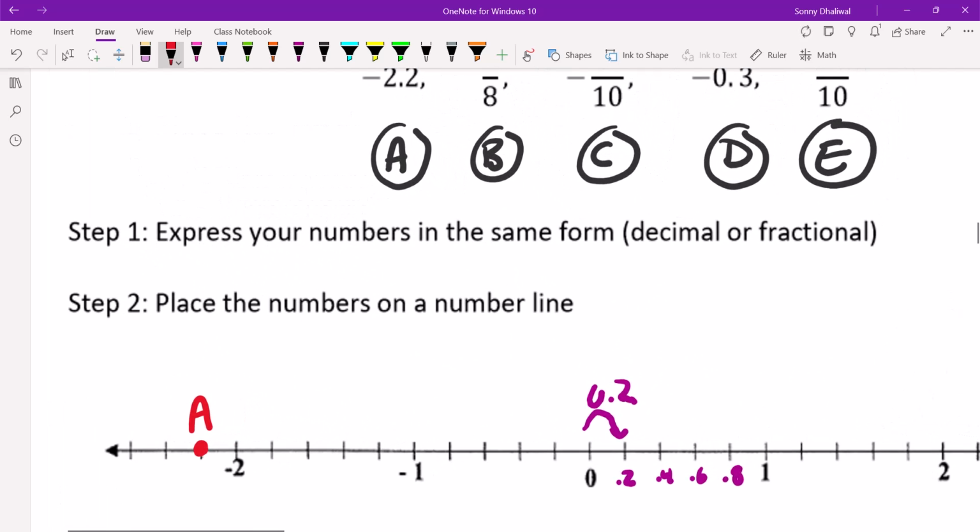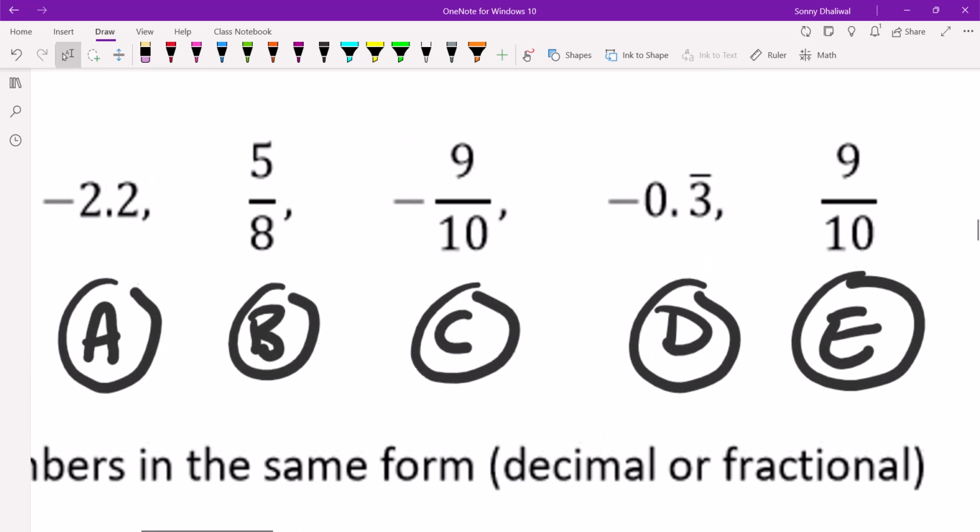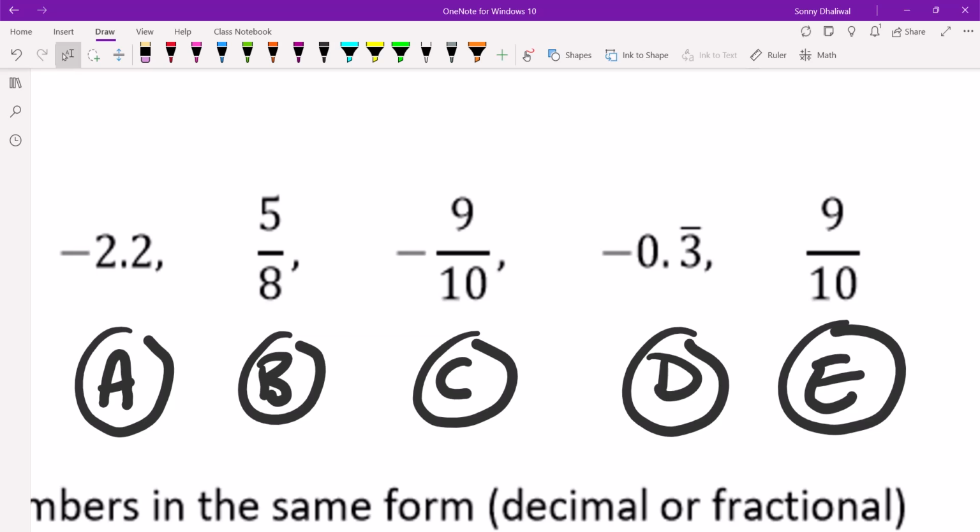Now B, 5 over 8. This number you should remember from the quiz. What is that decimal version? 0.625. Yeah, 0.625. Okay. So now this is where I'm going to get a little more pickier than if you were in my grade 8 class.